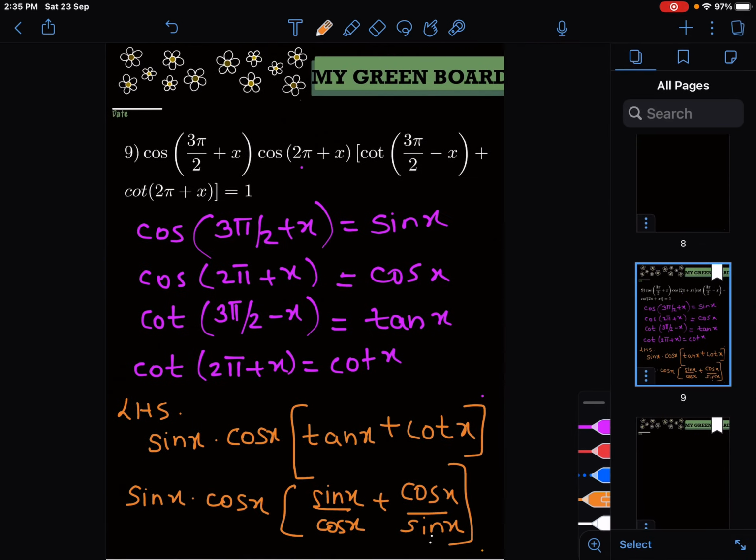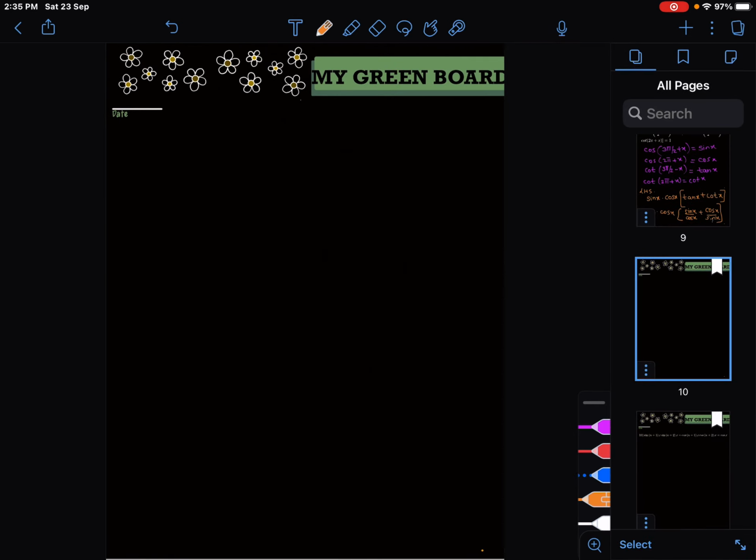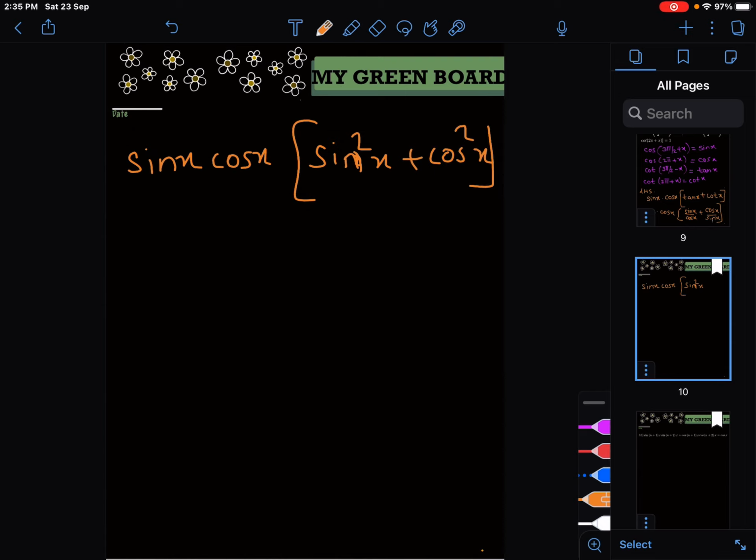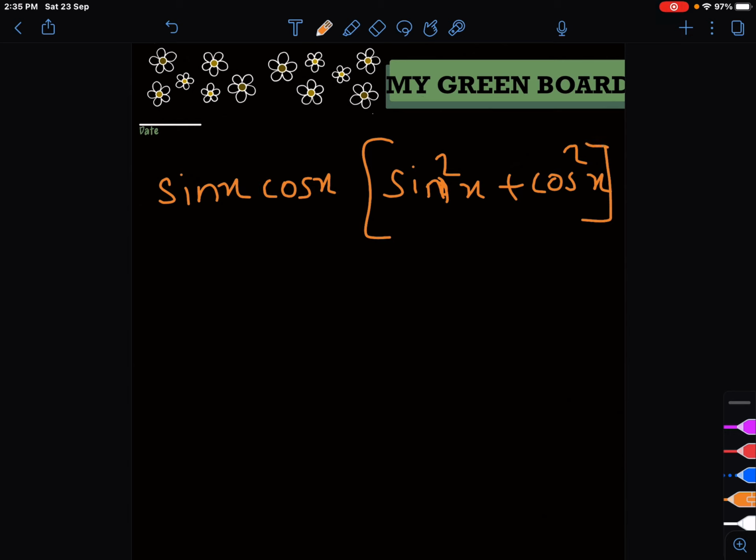Okay. Now what we will be getting is sin x cos x, sin square x plus cos square x, divided by cos x into sin x. Just cross multiply it. Okay.